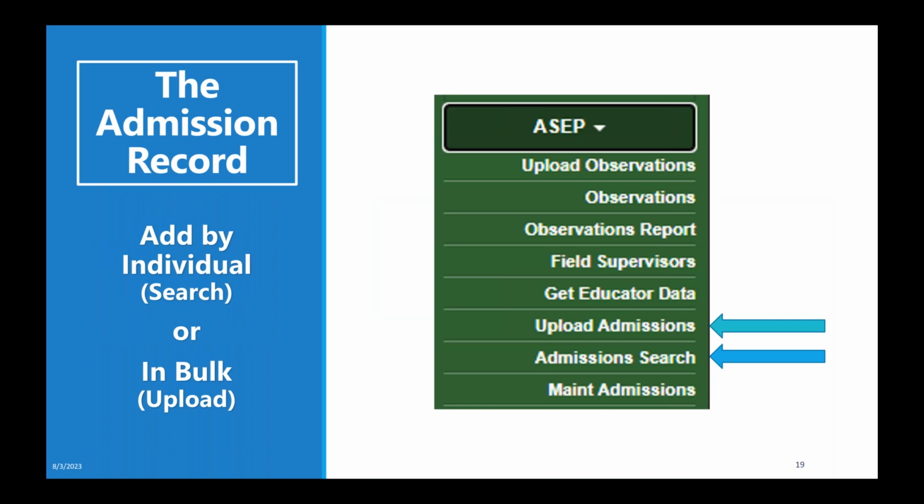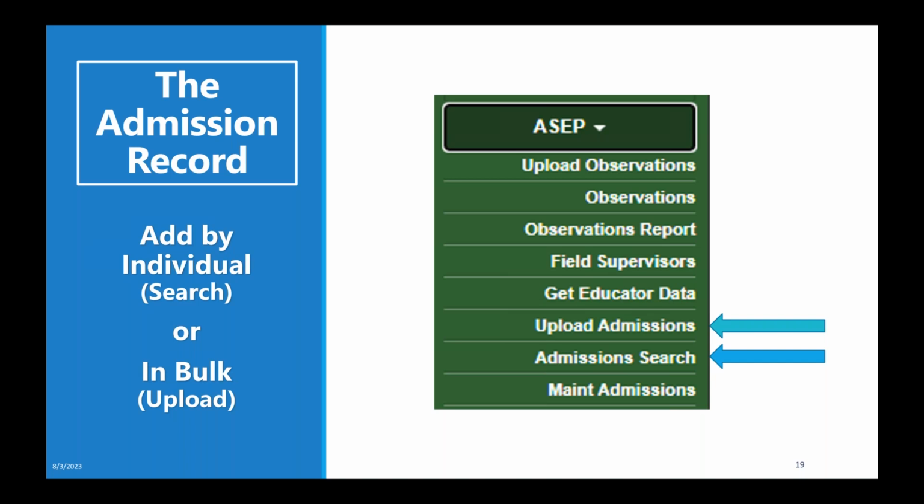To create admission records, you have 2 options. Use the admissions search in ASEP for individual entries, or prepare a CSV file to upload multiple records using the Upload Admissions option. ECOS will allow you to edit certain fields through the upload or manually, such as adding SAT or ACT scores for your teacher candidates if they were initially missing.